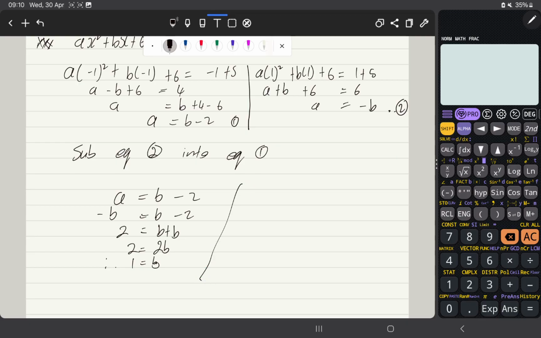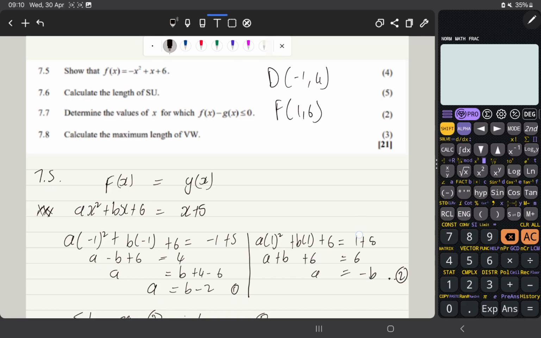So if 1 is equal to b, that means a is equal to minus b, and therefore a is equal to minus 1. Therefore in this function f of x equals ax squared plus bx plus c, a is negative, so minus x squared, b is positive, so plus x, then plus 6, which is exactly what they asked us to do here. I hope it made sense.